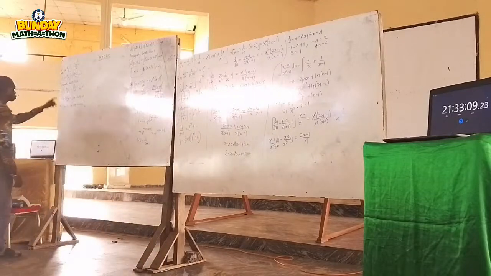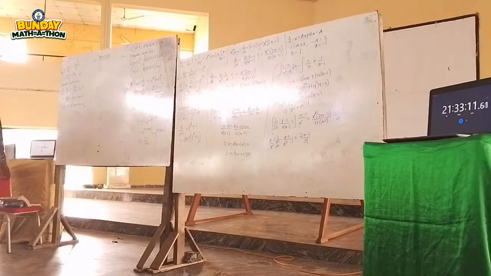Yeah, this now 2x over x, x will cancel out. You will be left with 2. So if you integrate 2 again, what will you have? 2x. You get?